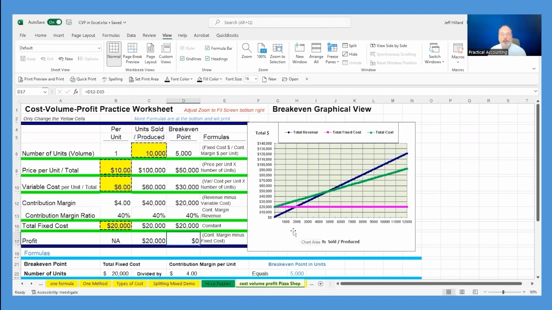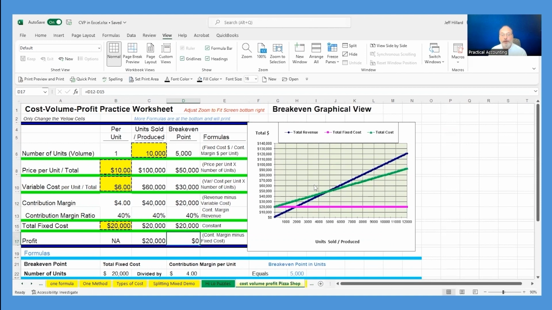Now let's take a look at this graphically. This blue line goes through zero. This is our revenue line. So if we sell 0 pizzas, we have 0 revenue. If we sell 5,000 pizzas, we have 50,000 of revenue. And this line keeps going up all the way to 12,000 pizzas. We're currently at 10,000 pizzas and 100,000 of revenue in this column here.